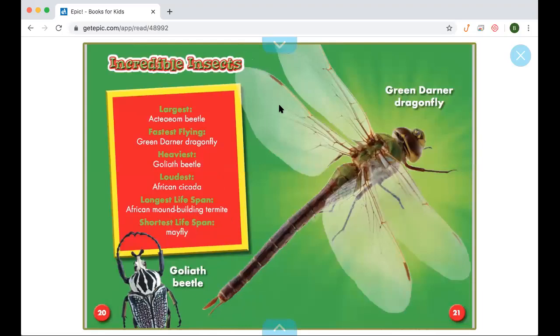So here it says incredible insects. The largest insect is a beetle. The fastest flying insect is the green darner dragonfly. And here's a picture right here of the green darner dragonfly. The heaviest is the Goliath beetle. And here's a picture of the Goliath beetle on the bottom. The loudest is an African cicada. The insect that can live the longest is the African mound-building termite. And the insect that lives for the shortest amount of time is the mayfly.